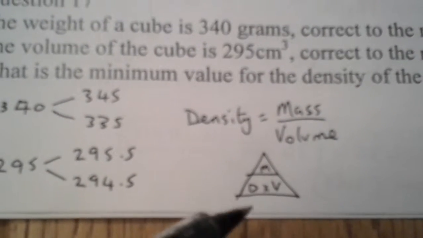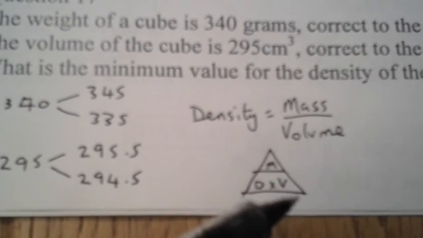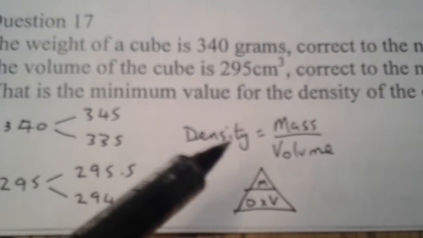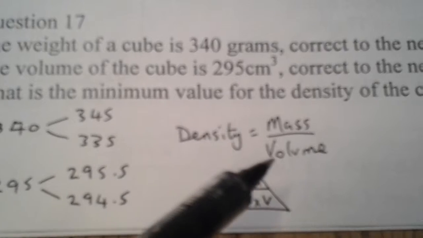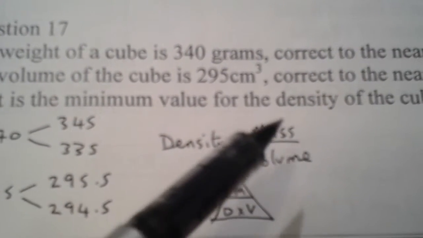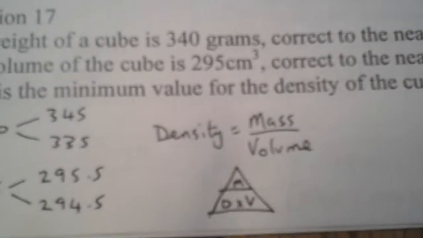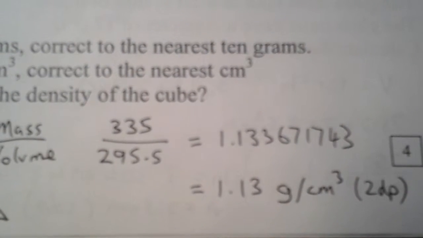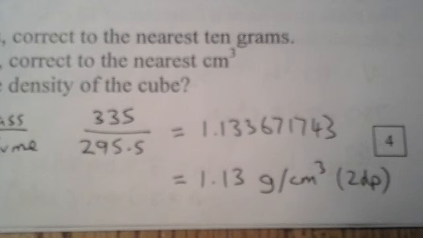Density equals mass over volume, or if you learned it in science, use the triangle. You've got to work out the minimum value for the density, so you want the lowest possible value for this. So you want the biggest number here on the bottom and the smallest number there on the top. So that's going to be 335 at the top and 295.5 on the bottom.